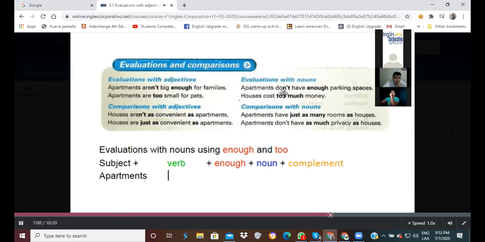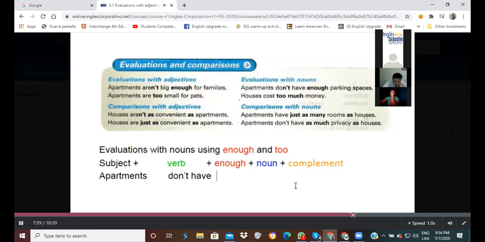So in this case, we're using any other kind of verb. In this case, it happens to be on a negative, so we're going to say don't have. That's the verb in its negative form. And then this follows enough. So opposite from adjectives, where we would include the adjective first, when we make evaluations using nouns, we no longer use the adjective first. We're going to include enough, and then we're going to include the noun.